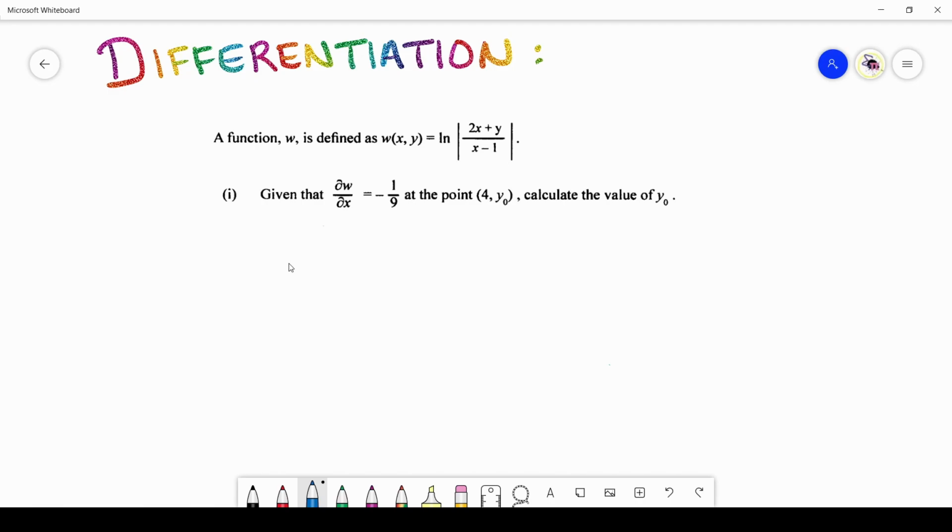Okay, so now if you have a function with a quotient and you're dealing with lns, remember your rules of lns.